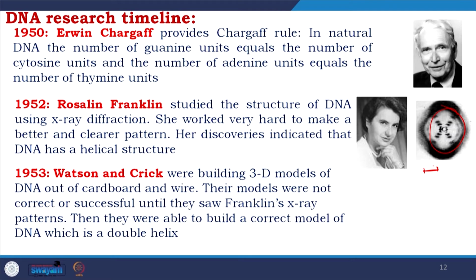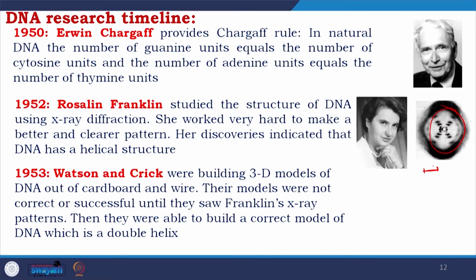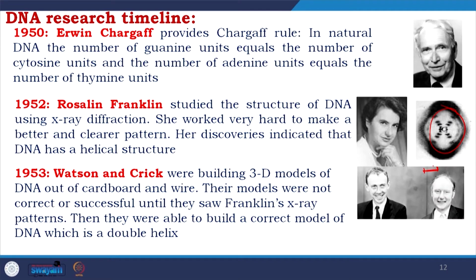In 1953, Watson and Crick were trying to fit a model using Chargaff's ATGC rule, but they were unable to. But looking at Rosalind Franklin's work helped them build a 3D model of DNA out of cardboard and wire. Their models were not correct or successful until they saw Franklin's X-ray patterns. Then they were able to build a correct model of DNA, which is the double helix. So, this is Watson and Crick, and this is the famous DNA model they built.